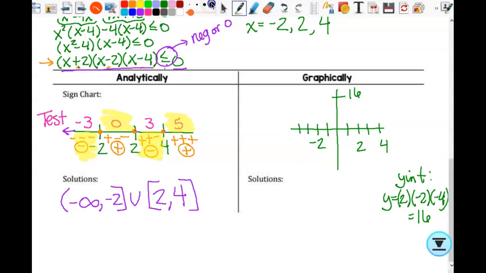So then I'm going to plot my points. Got my zeros and my y-intercept. This is what I need. Okay?